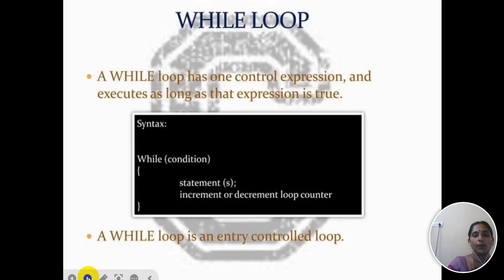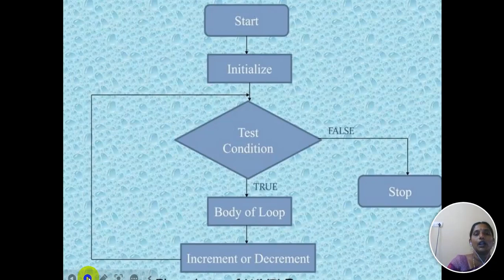While loop is an entry control loop. This is the syntax of the while loop statement. While the condition is true, the statement S is executed, then increment or decrement the loop counter. This is the flow chart of the while loop statement.